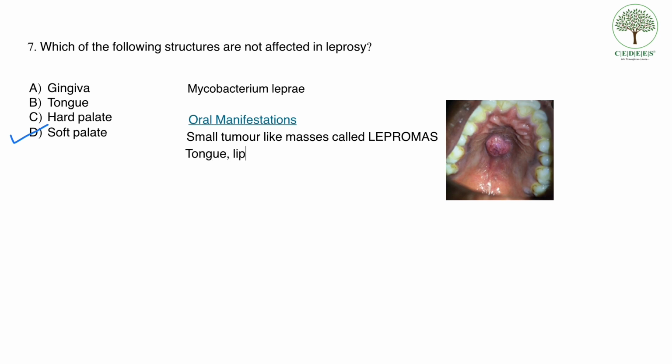Now these lepromas or nodules can break down and ulcerate. Gingival hyperplasia is a common feature in leprosy. So your gingiva is also ruled out.